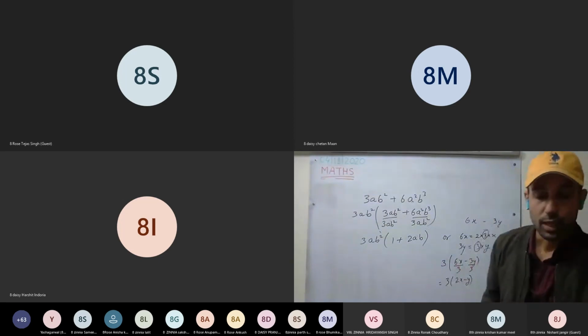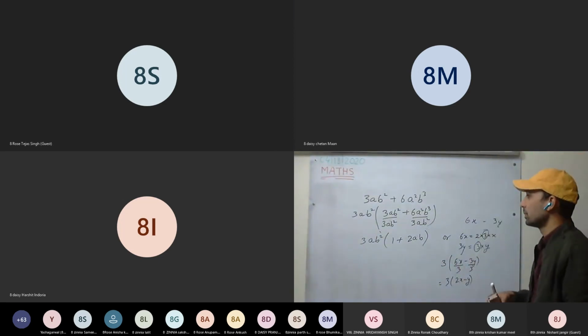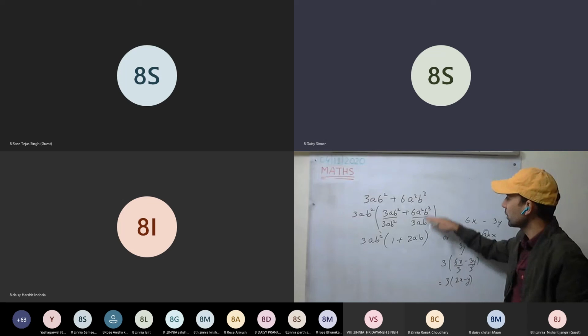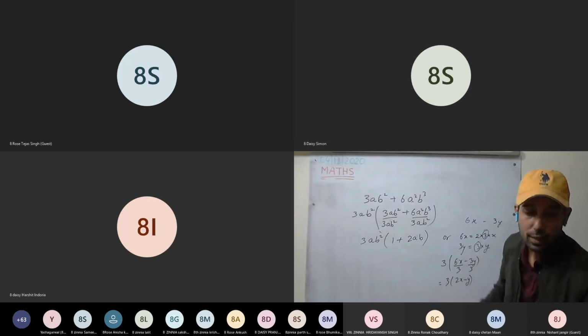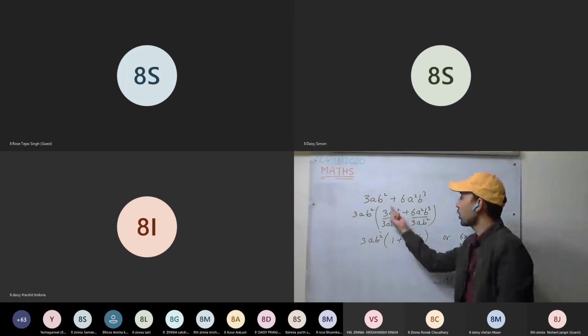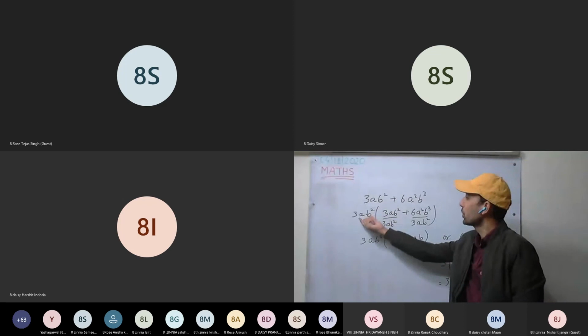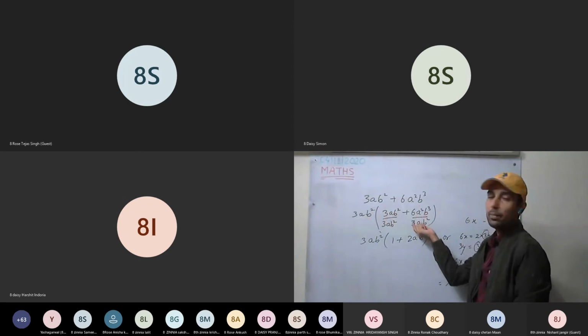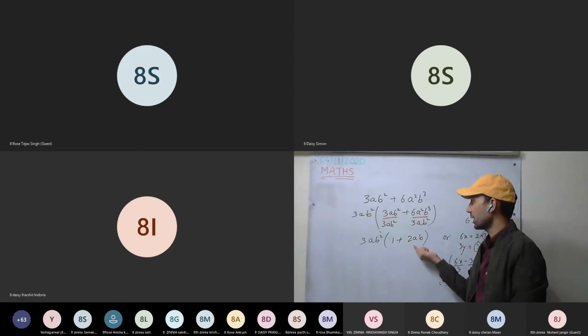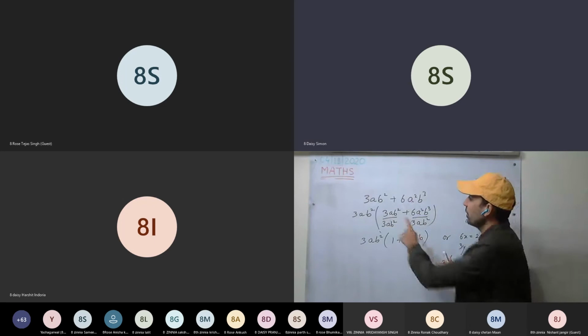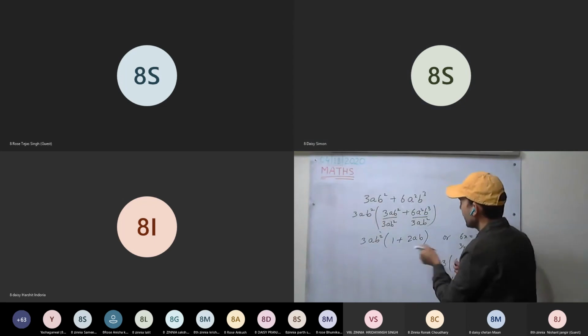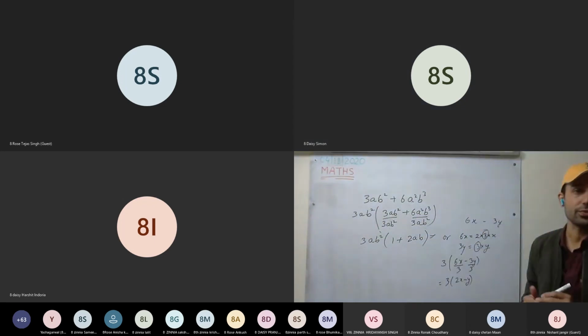Can we write the answer directly? Yes, if you are able to, you can write it directly. Or else find the highest common factor, put it outside, and divide each term by the highest common factor. You'll get this one. Or if you can simply see it, you can write it directly as well. This is fine.